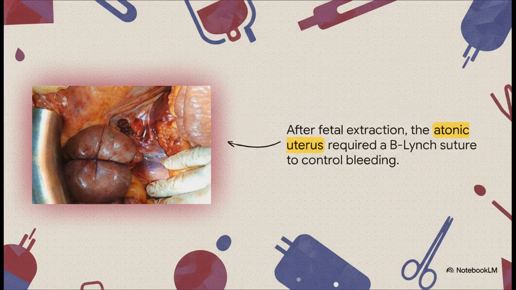After they deliver the deceased fetus, another problem emerges. The uterus just won't contract. It's completely atonic. Likely from the profound shock and the massive amount of fluids and blood she's receiving, it becomes yet another source of bleeding.